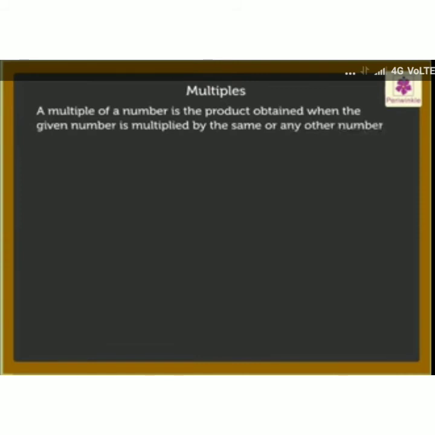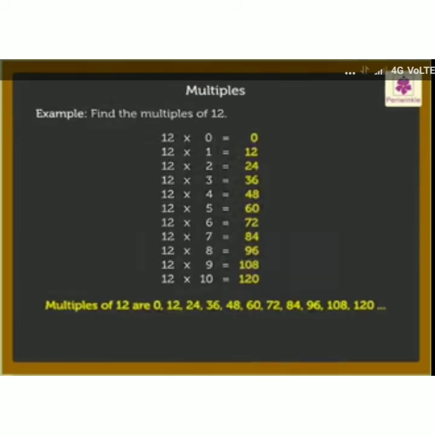Multiples. What is a multiple? A multiple of a number is the product obtained when the given number is multiplied by the same or any other number. It is the product obtained by multiplying any number with the given number. For example, find the multiples of 12. What should we do? We should multiply 12 with any other number. The product you get will be a multiple of that particular number.